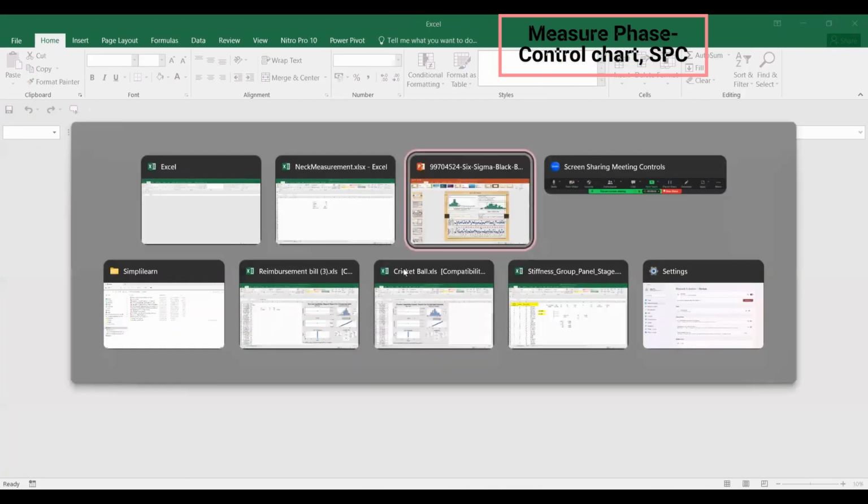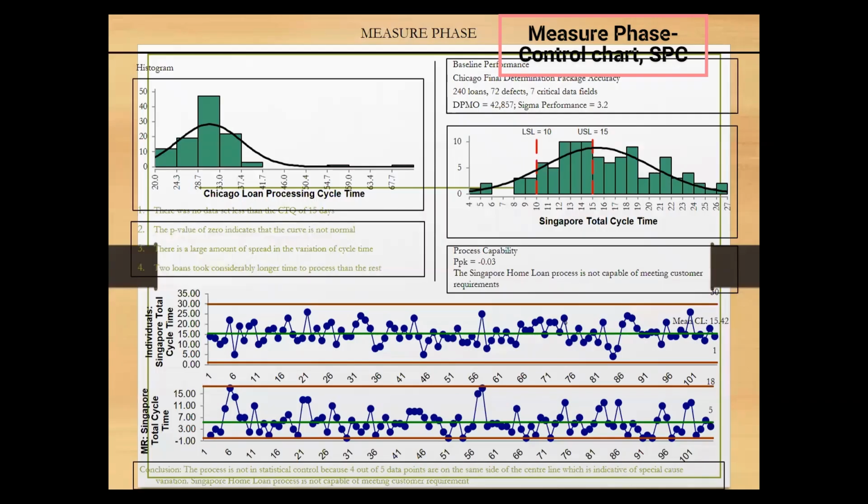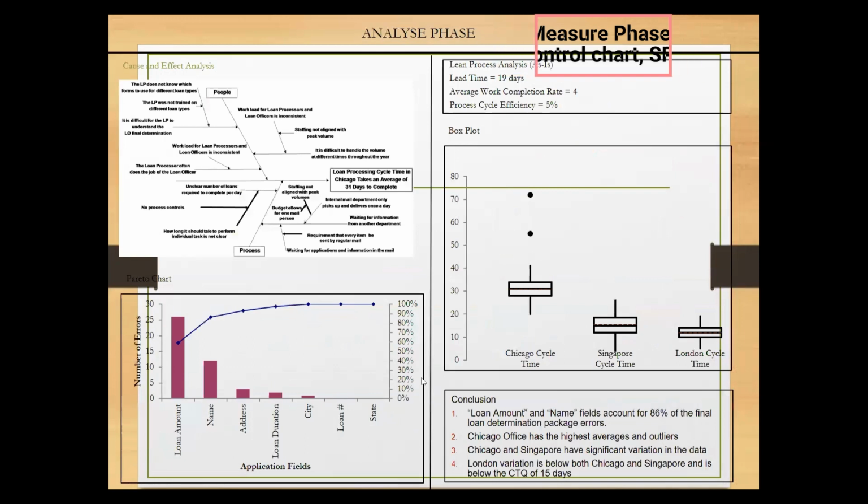Okay, so now we have calculated this baseline data, and this is the cycle time for Singapore, and the X bar R chart is also there, right? And further it says to figure out the cost. Loan processing cycle time in Chicago takes 31 days. What are the reasons? The staffing is not aligned with the peak volume, no prioritization is being done, and there is an unclear number of loans required to complete per day, and so on. So these are all the various causes.